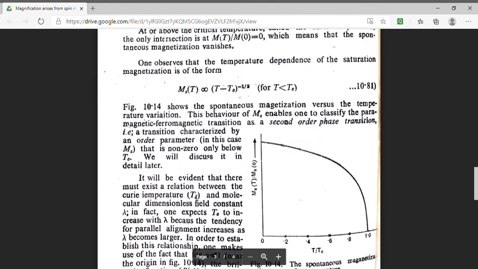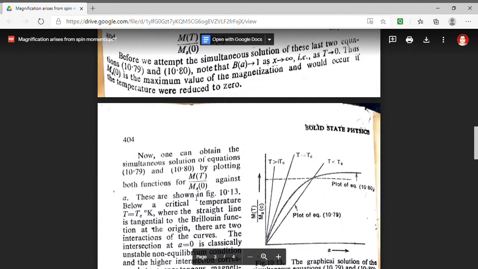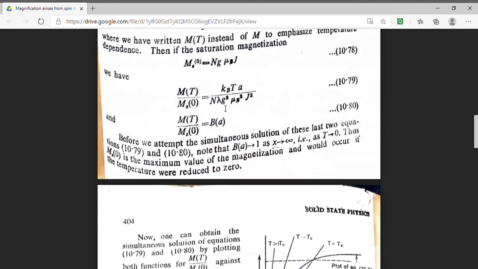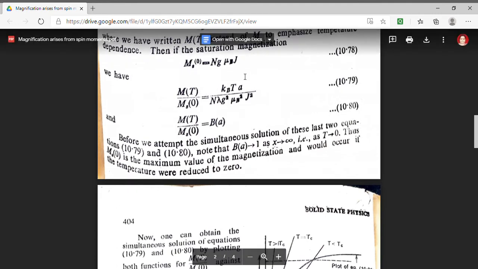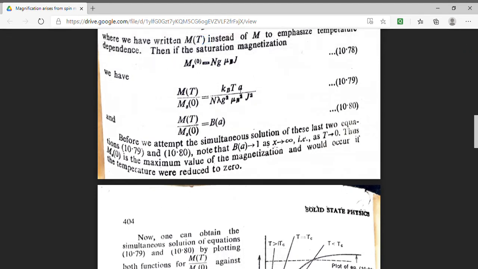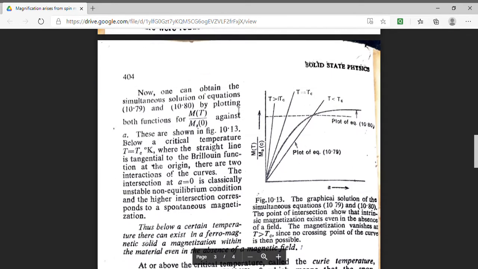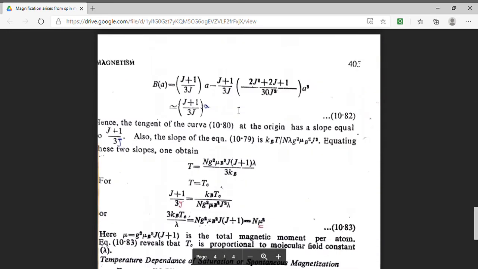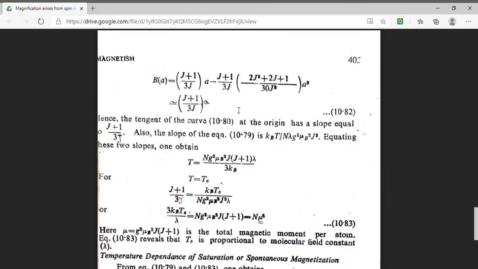We have also derived the expression, this one, and this is equal to BA. So if we get a plot between BA and A, the slope of the curve from this expression will be equal to kBT divided by nλg²μB²J². So we are going to obtain the solution again by the intersection method.